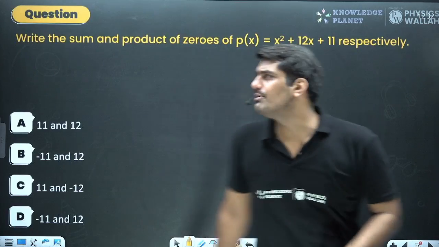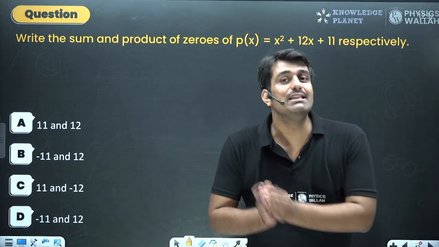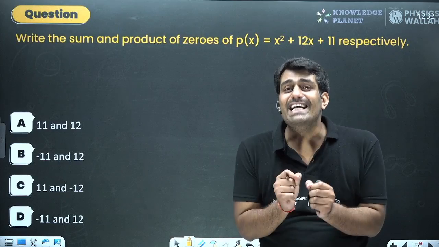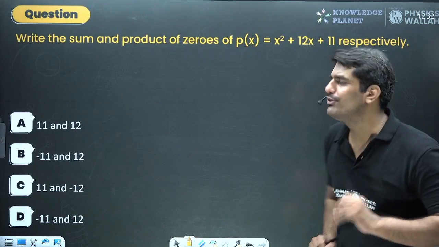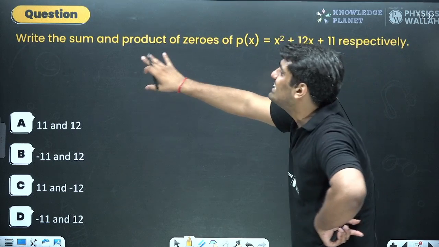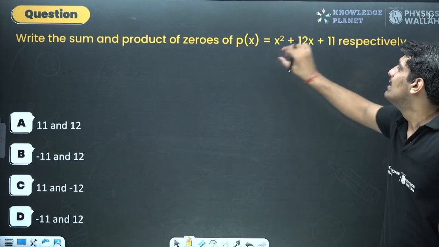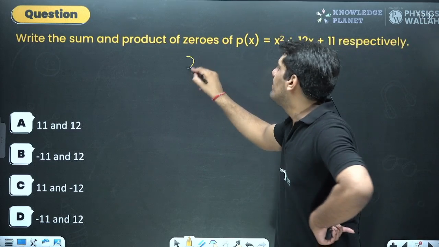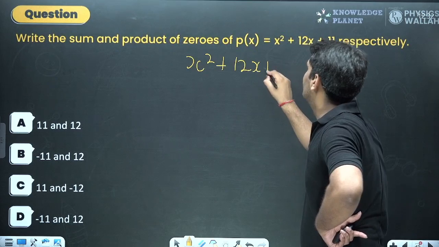So let's solve some questions on quadratic polynomials. Very, very important and very good questions these are. So make sure that you are attentive in the last 10 to 15 minutes of this session. Alright, that's a humble request to you. Write the sum and the product of the zeros of the polynomial with variable x, that is x square plus 12x plus 11. What we need to do?